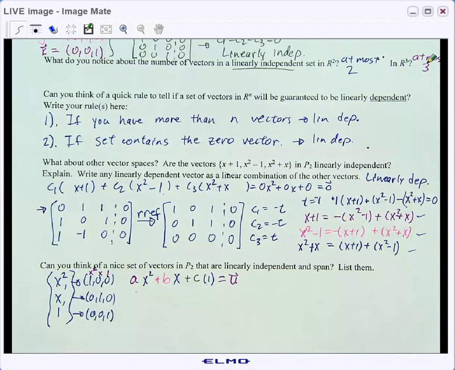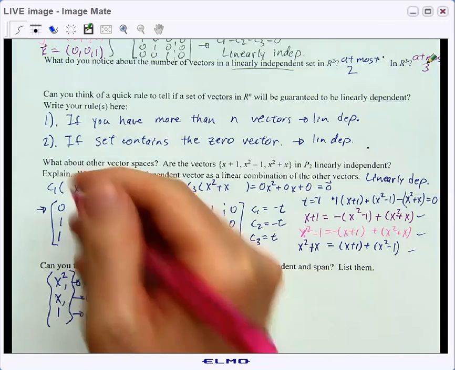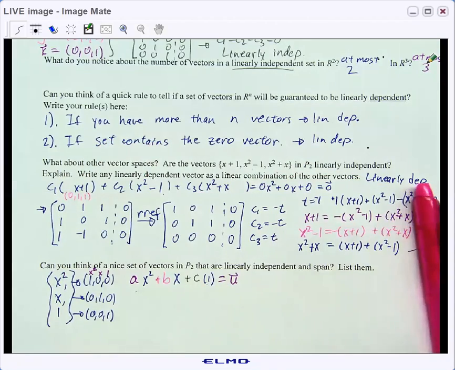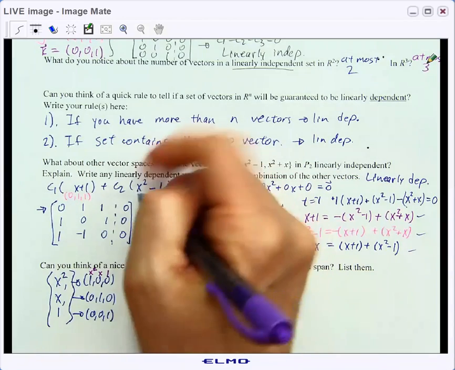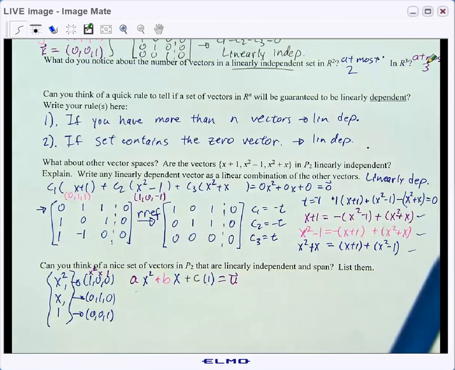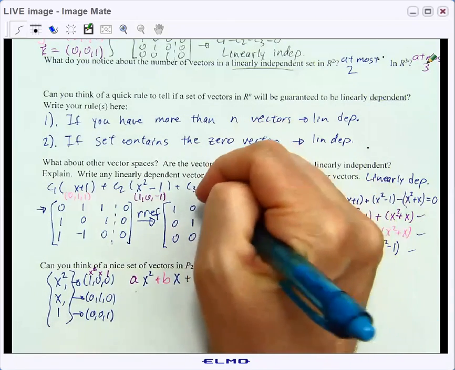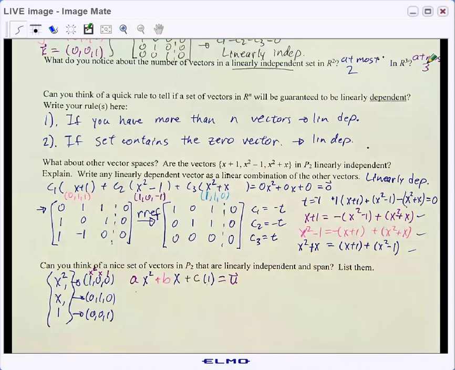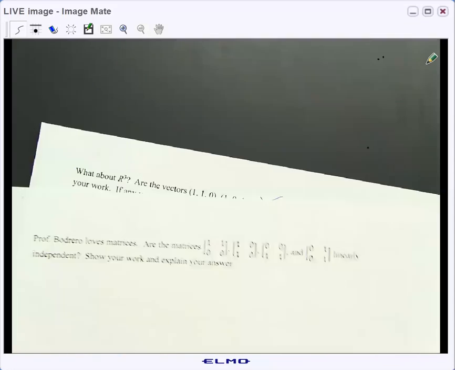Okay. And one aside here, this guy is like the vector 0, 1, 1. This guy is like the vector 1, 0, negative 1. And this guy is like the vector 1, 1, 0. And those three vectors are linearly dependent. Okay, all right. Let's go and try another space here.